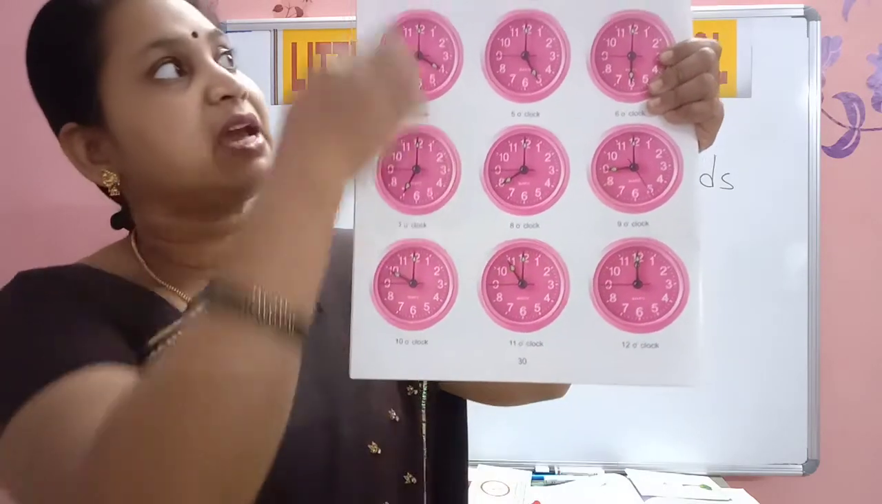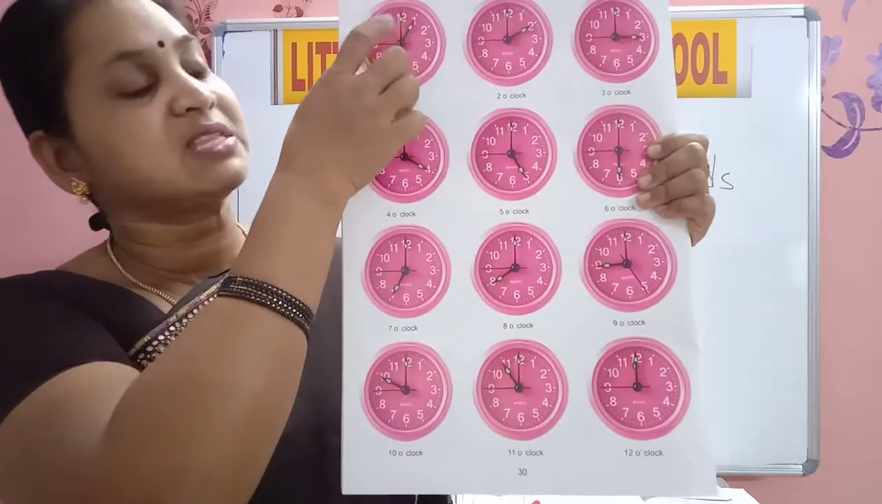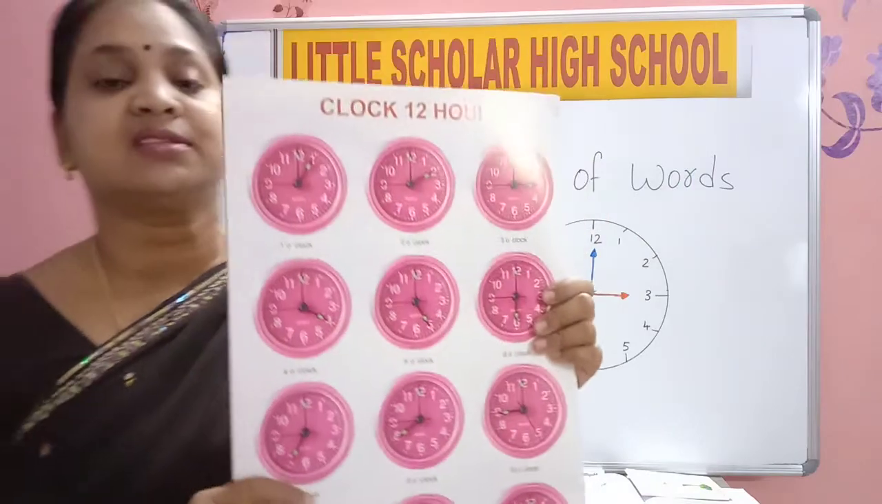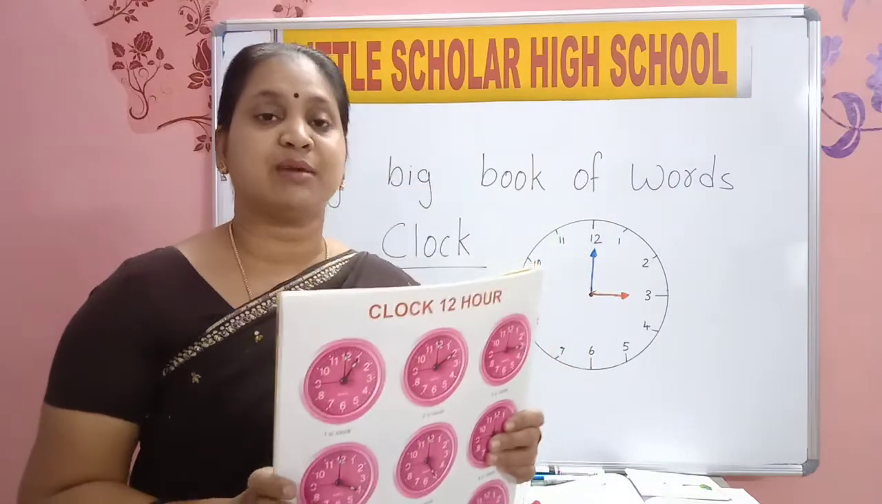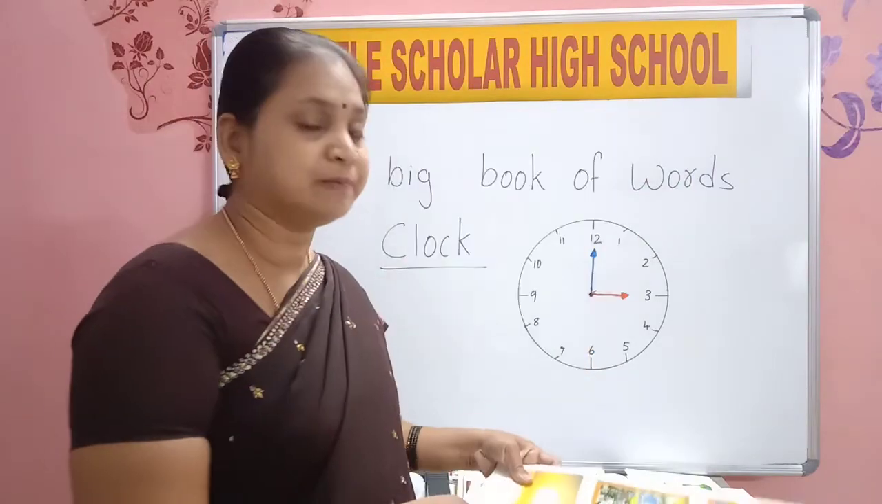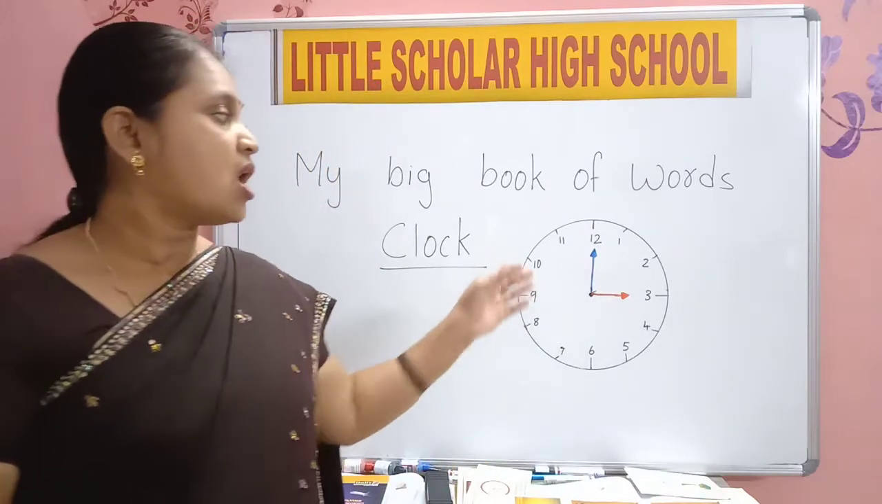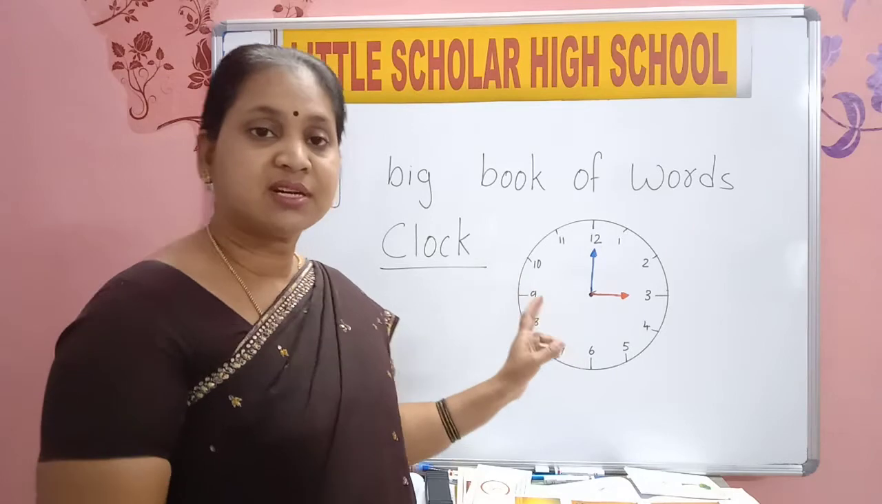After 12, again it will start from 1, then 2, then 3. Understood? This is reading time. Time is very important. You should learn to see the time, and you should learn how to read the time.